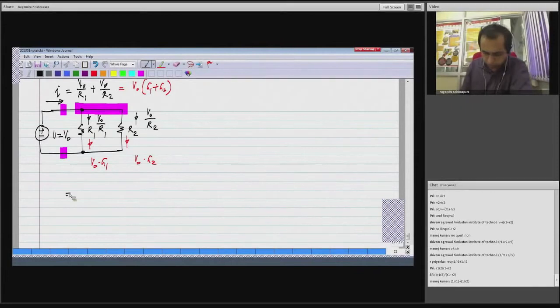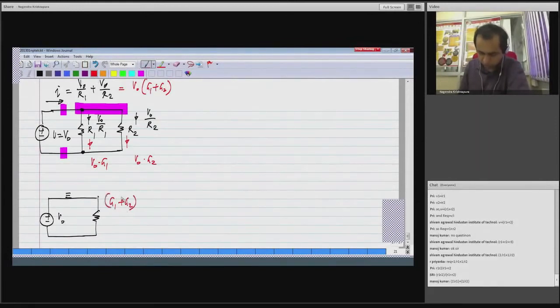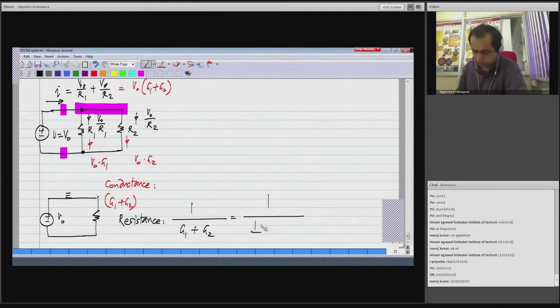So this is equivalent to a single resistance whose conductance is G1 plus G2. When I write this, it means the conductance is G1 plus G2, or the resistance is 1 over (G1 plus G2), which is 1 over (1 by R1 plus 1 by R2), which gives you the well-known formula for two resistors, R1 R2 by (R1 plus R2).